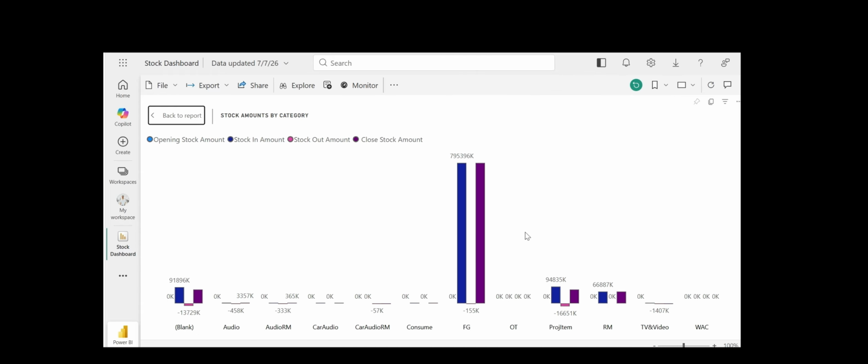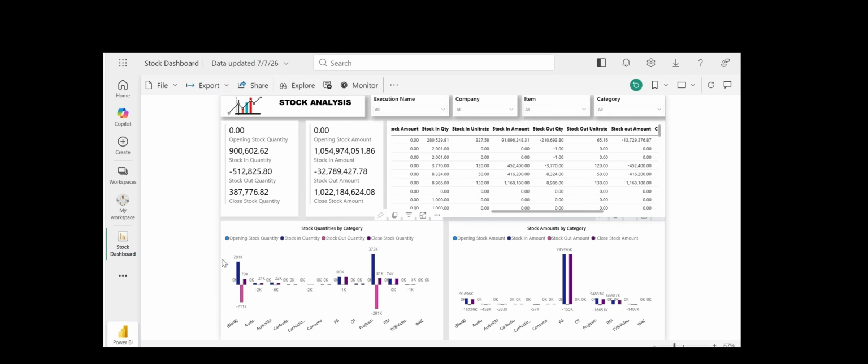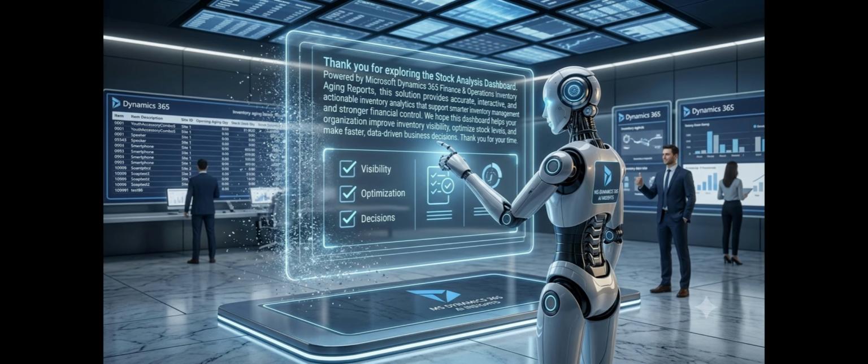Beside it, the stock amounts by category chart presents the corresponding financial value of inventory across the same categories. This helps finance and supply chain teams evaluate inventory investment, monitor inventory valuation, and identify where the highest inventory costs are concentrated.